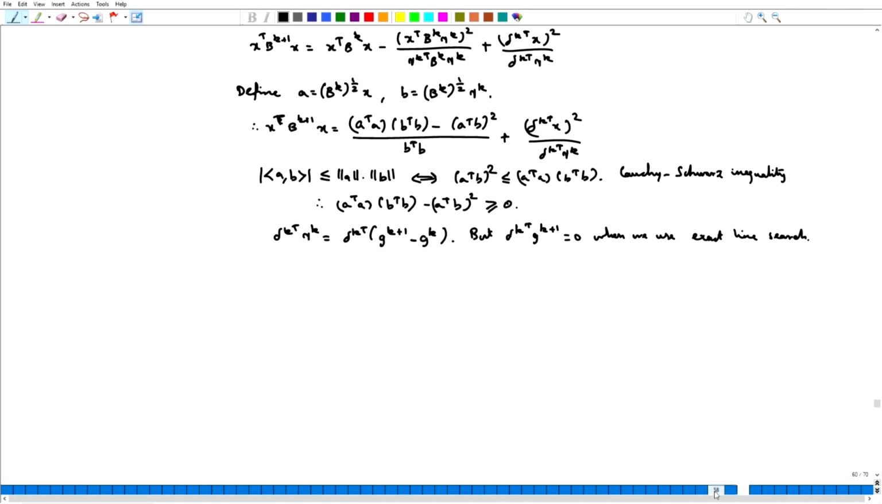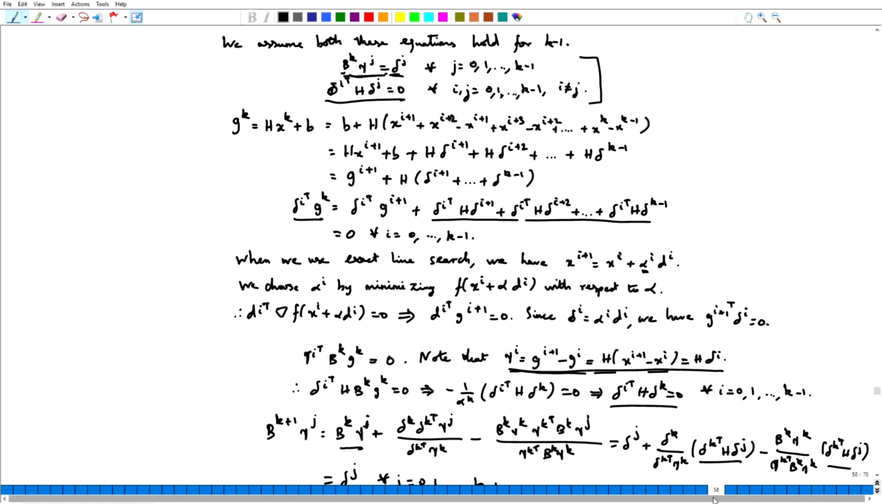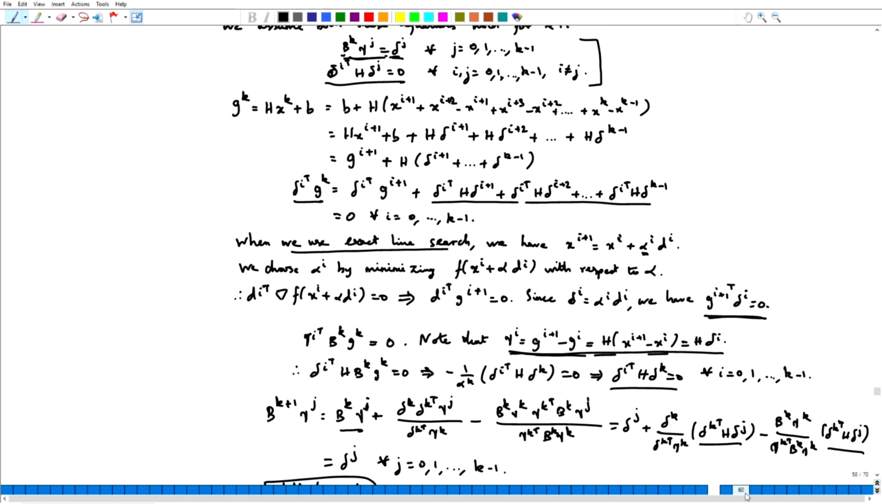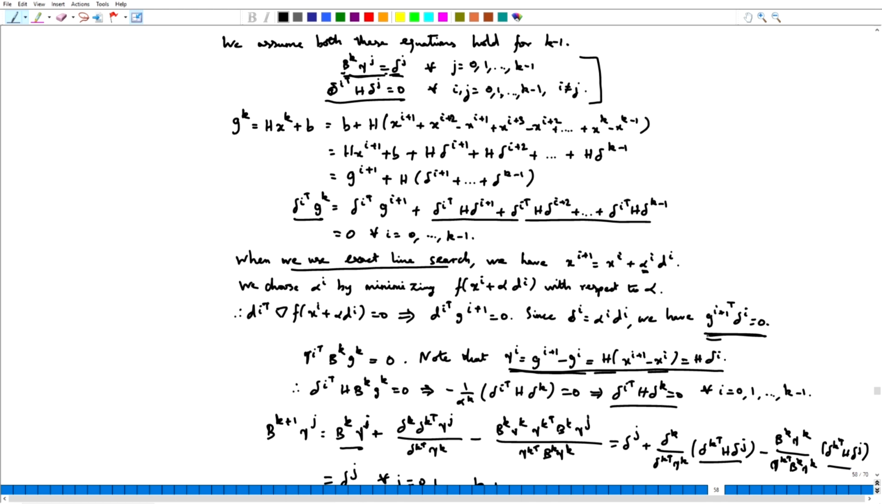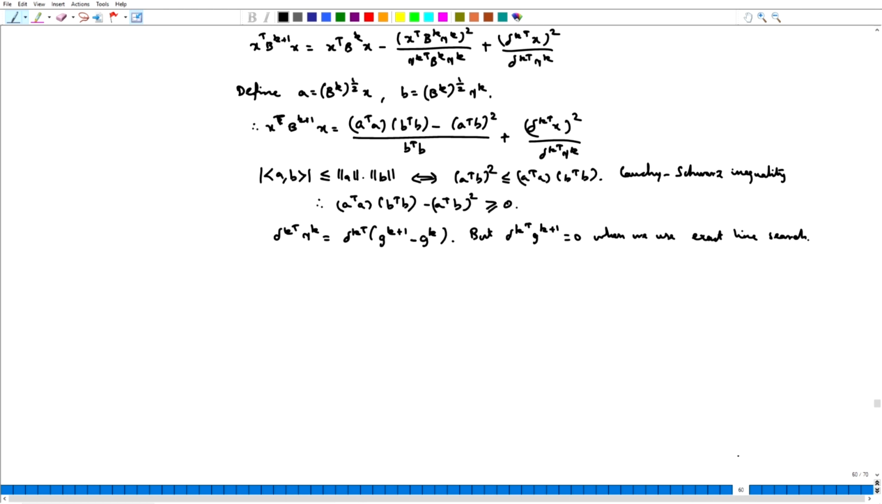You can ask how? We showed this here. So, when we use exact line search, g_{i+1} transpose delta_i is equal to 0. That is exactly what I have written here, g_{k+1} transpose delta_k is equal to 0. So, this and this are exactly the same. So, we saw that delta_k transpose g_{k+1} is equal to 0 when we use exact line search.